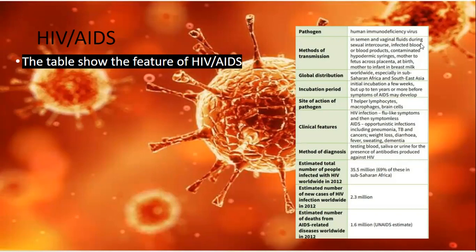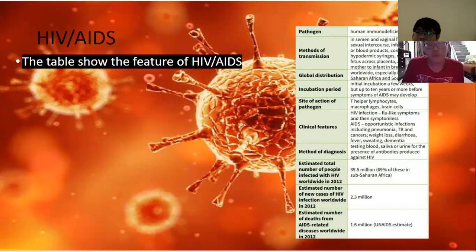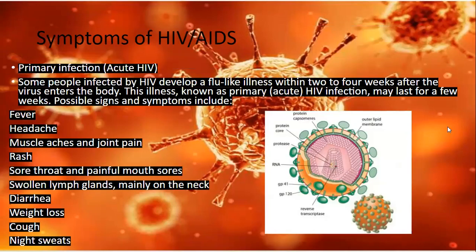Site of action: the helper lymphocyte. Clinical features. First, the symptoms of HIV: primary infection, acute HIV. Some people infected with HIV develop a flu-like illness within 2 to 4 weeks after the virus enters the body. This illness, known as primary acute HIV infection, may last for a few weeks. The possible signs and symptoms include fever, headache, muscle aches, joint pain, rash, sore throat and painful mouth sores, swollen lymph glands, mainly on the neck, diarrhea, weight loss, cough, and night sweats.